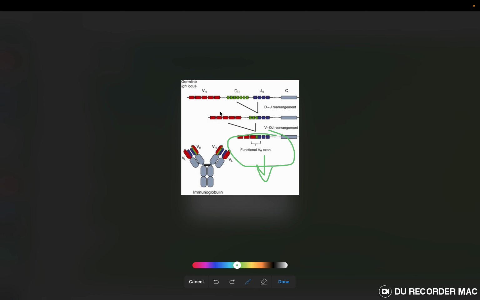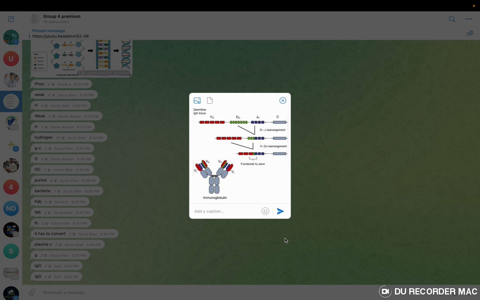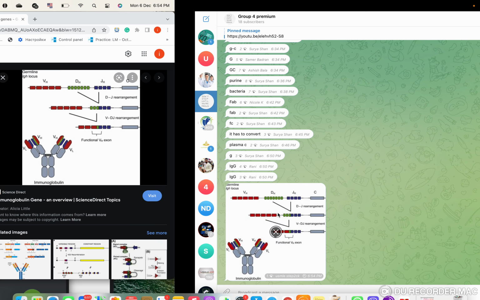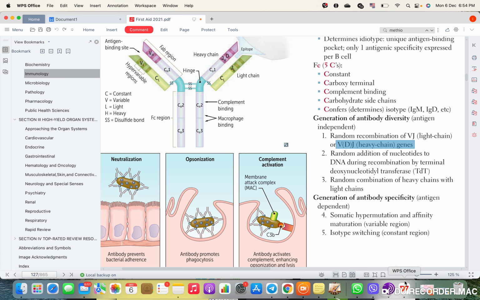It's basically a sequence. If you take a look at this one, this is the VDJ recombination. The main idea, if you understood nothing here, is to know there is a process called VDJ recombination that occurs at the Fab region of the antibody, and it determines the diversity of the antibody, okay? So if you look here, random recombination of the VJ at the light chain and VDJ at the heavy chain. All of this process occurs at the heavy chain and light chain, at the Fab region.